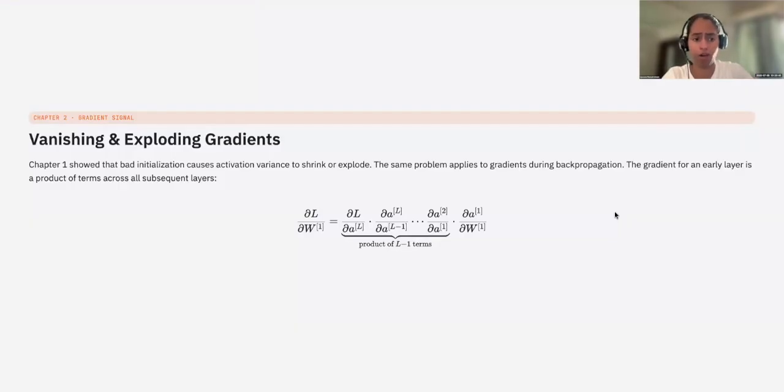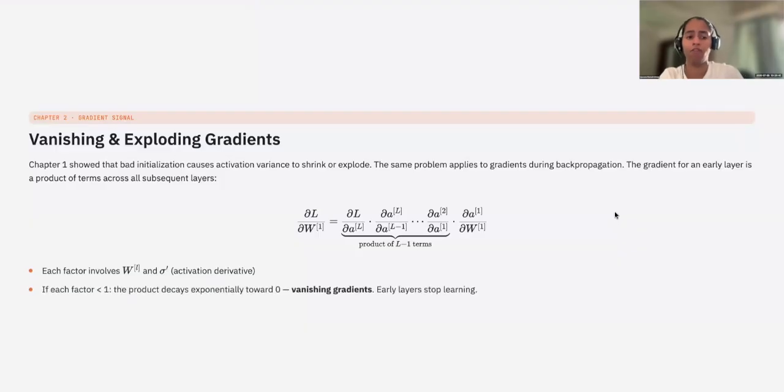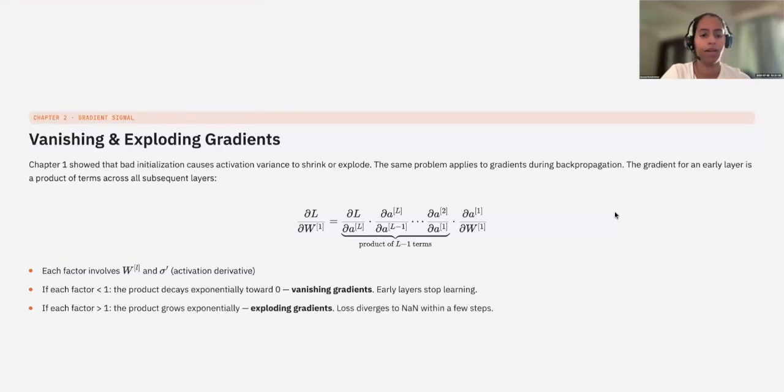And if you think about an early layer, we are chaining the partial derivatives from the output all the way back in a deep neural network, right? So when you have a product of many terms, if the factor is slightly less than 1, then the initial layers are not even learning, right? On the other hand, if the factor is greater than 1, then your gradients start exploding, right? And the loss diverges to NaN.